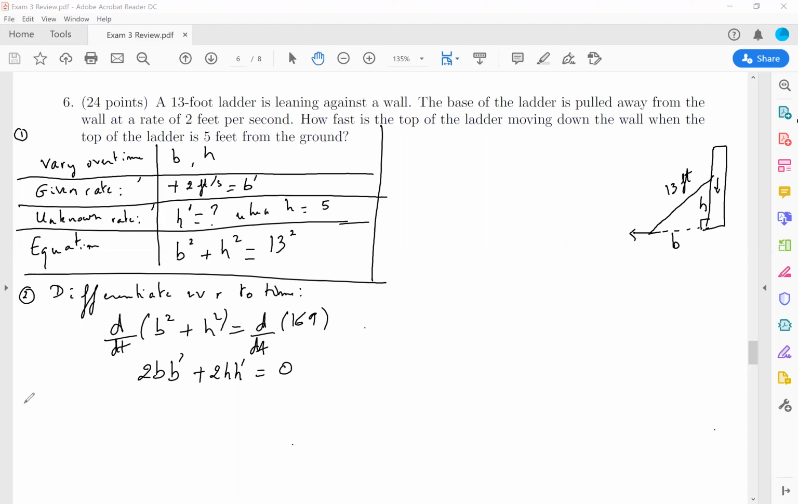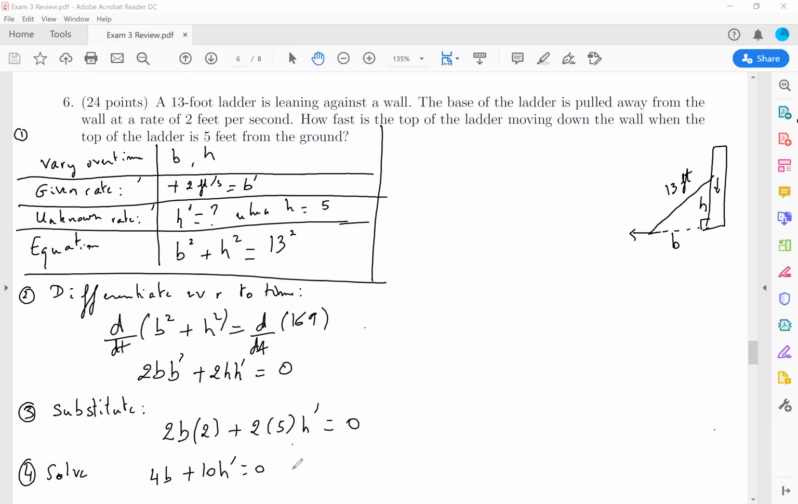And now that we have differentiated, we can just substitute everything we have. So we have all the information here. B prime is 2, it's positive. H prime is what we're looking for, and H is 5. And now we just solve. So here, sorry, that's number 4. So we have 4b plus 10h prime equals 0.